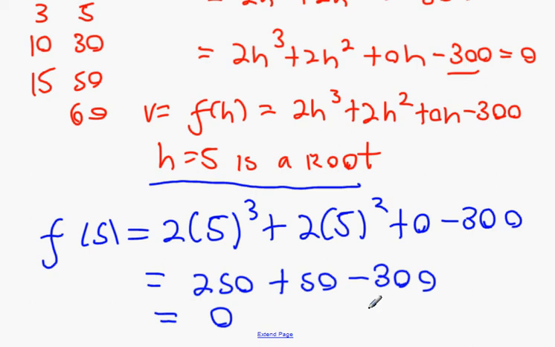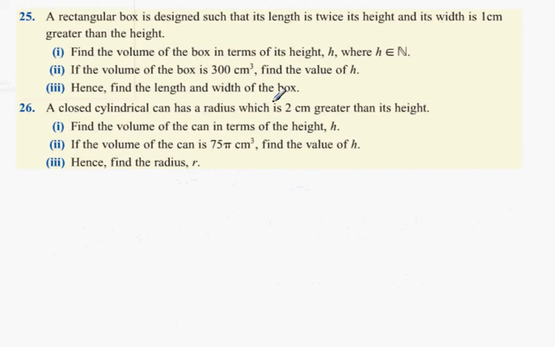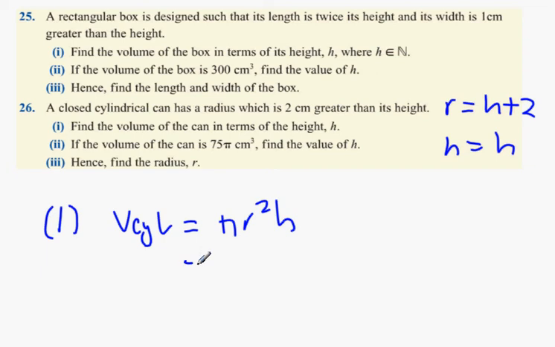Okay, Frankie, question. A closed cylindrical can has a radius which is 2 greater than its height. Radius is height plus 2. The height is h. Find the volume of the can in terms of the height. You look up your notes and you see the volume of a cylinder is pi r squared h. It's in your maths tables. Then replace r with h plus 2 squared, and replace h with h.